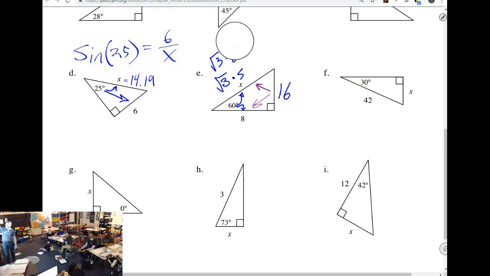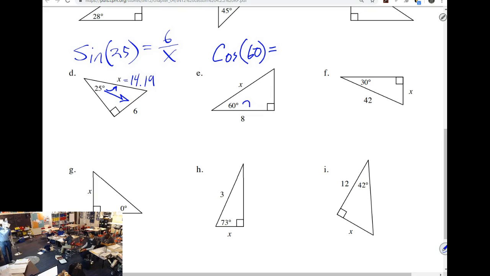So just do it the other way. Use cosine and do it. So if we do the trig, cosine of 60 equals 8 over x. So you swap x places. Cosine is CAH, right? Adjacent over hypotenuse. So what is x here?